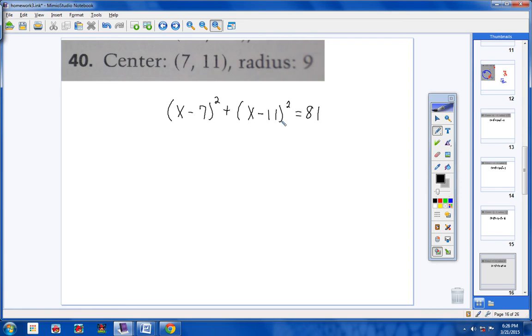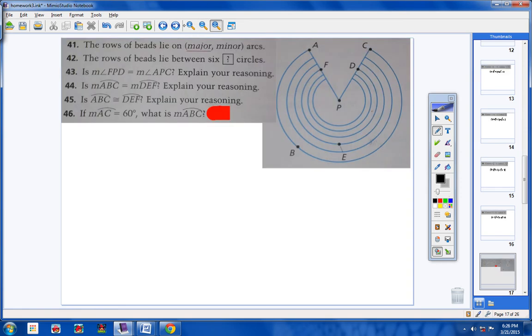Alright, moving on now to numbers 41 through 46, okay? The rows of beads lie on major or minor arcs. Well, guys, look, every single one of these arcs is bigger than a semicircle. I'm just showing you every bead is right on an arc that's bigger than 180. So they're all major arcs, every single one.